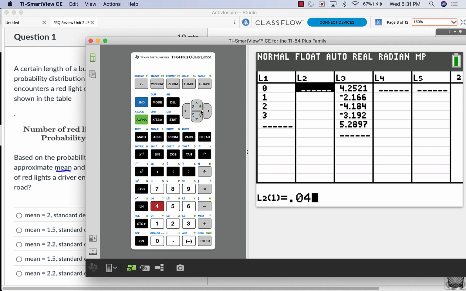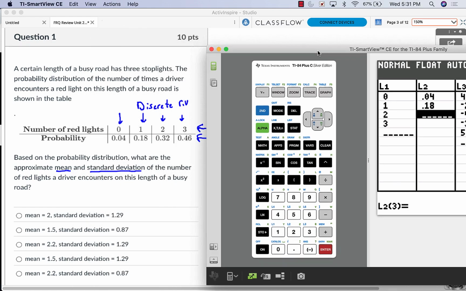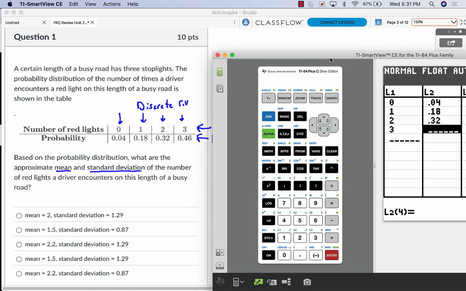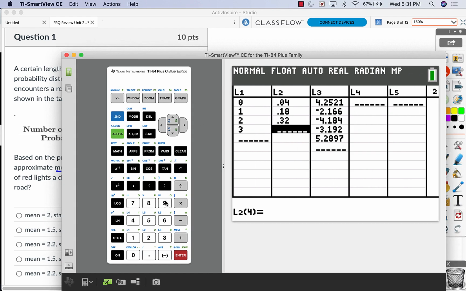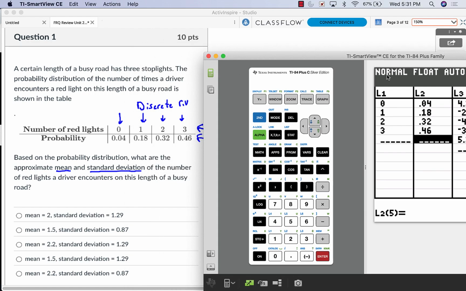So see, the 0 doesn't happen that much, 0.18. The 1 is more impactful than the 0. The 2 is more impactful than the 1, and the 4 is the most. This is a skewed left distribution, because if you graph these things, the peak is on the right and it's falling to the left. So 4, 6, 3, 2.